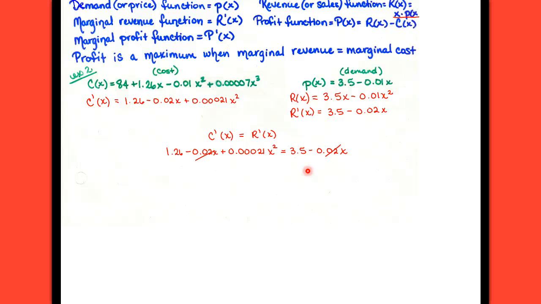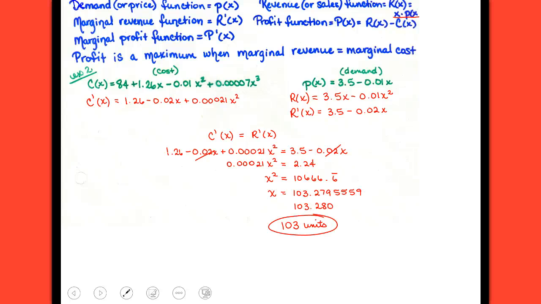All right, so when I start trying to do that, if I add 0.02x to both sides, it drops out. So let's leave the x squared over here and let's subtract this 1.26 from both sides. So 3.5 minus 1.26 is going to leave me 2.24. Then what do I want to do? Divide by 0.0002. Yeah, let's divide by the decimal. And then what? Take the square root. And even though we get plus or minus, because what we're solving for is a number of units, it's going to be a positive value.